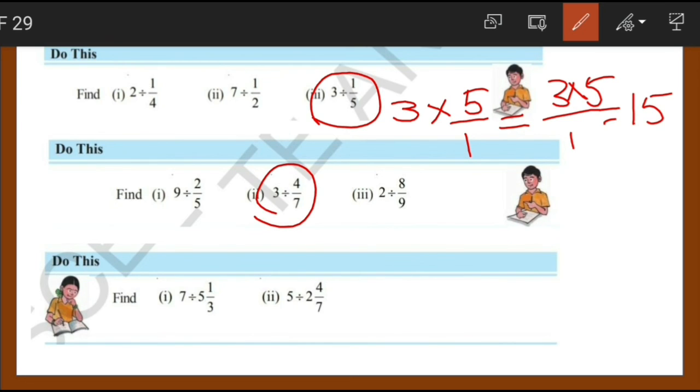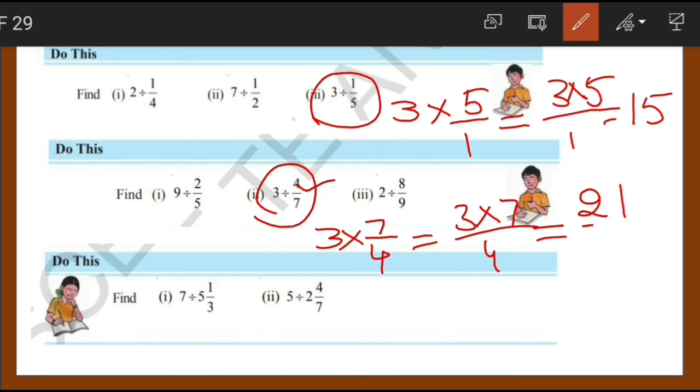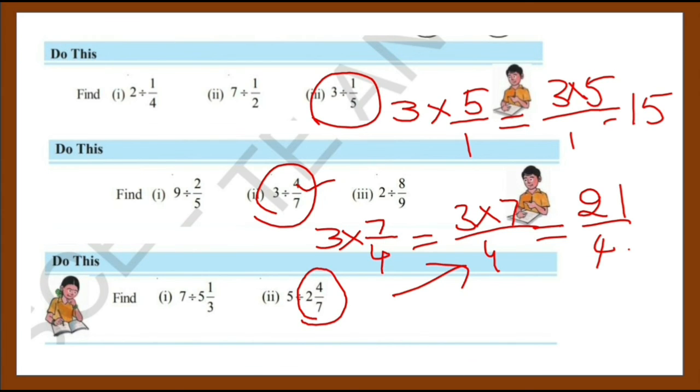Here see this, 3 divided by 4 by 7. So 3 into the reciprocal of 4 by 7, which is 7 by 4. So we have to write 3 into 7 by 4. 3 sevens are 21 by 4. This is the answer. So in case of mixed fractions, you have to convert them into improper fractions, then follow the same rule. Okay, try to do these problems.